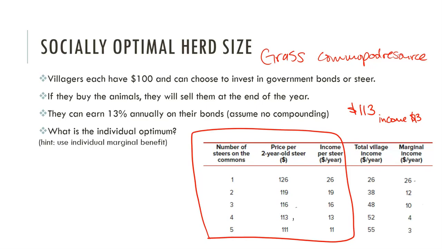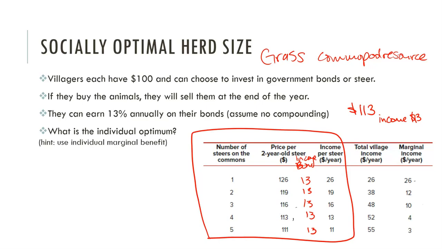And if we look at the income from the bond, I'm going to add another column here. It's 13 each, right? Okay. And the income from the steer is going to go down as we add more.